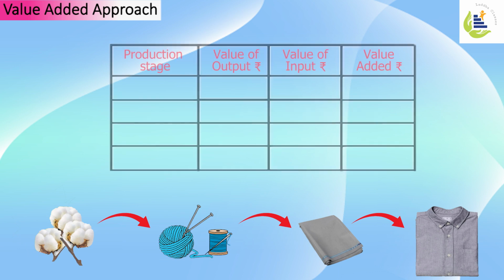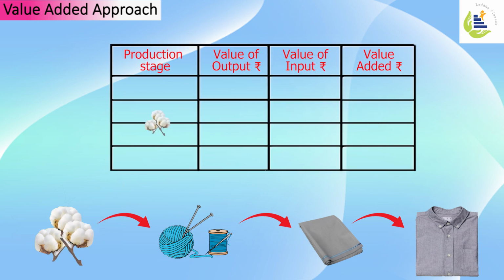So I'll make a simple chart. Let's say for cotton, the output value is 100 rupees. But obviously the input value was 0. So from 0 to 100, there is 100 rupees value addition from nothing to cotton. So to produce cotton, the value added is 100 rupees.